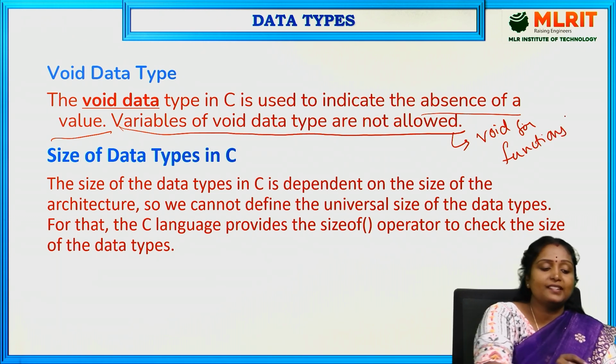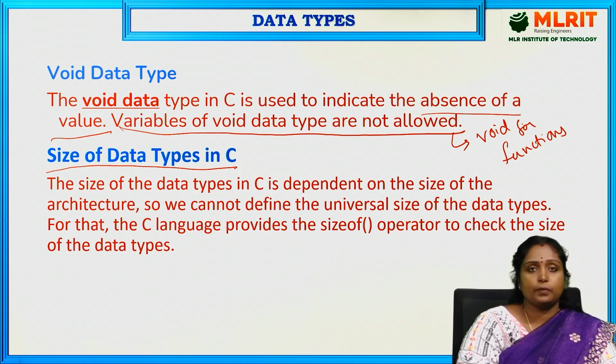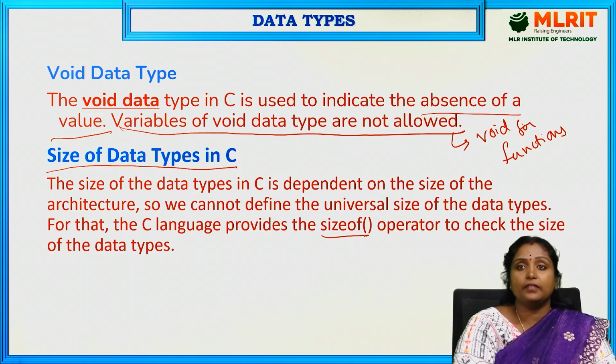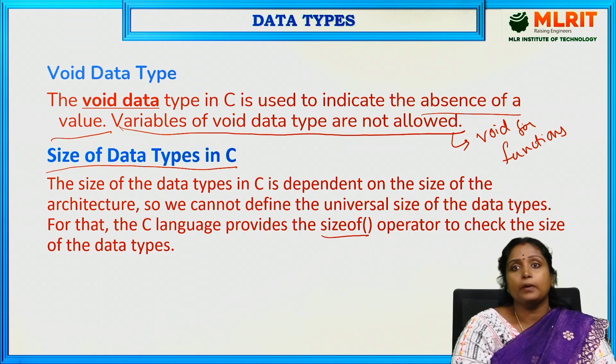Next, size of data types in C. We already said sizeof is an operator, but we are showing it in data types also. In order to know the size of any data type, you can use the sizeof operator.